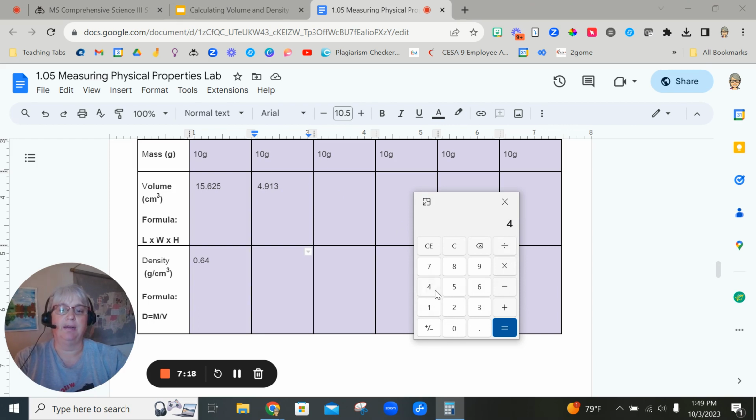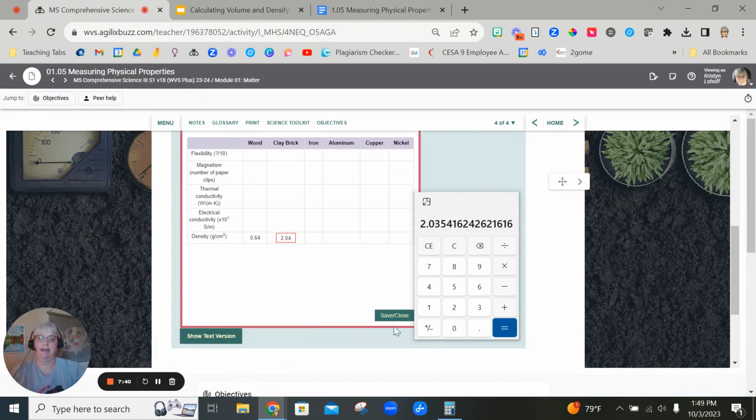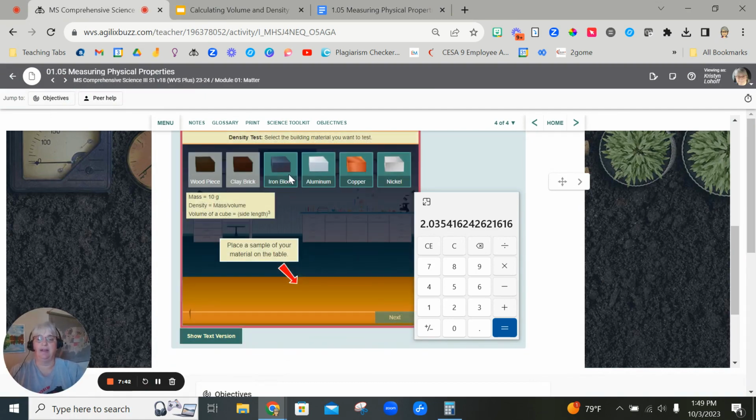10 divided by 4.913. The density, I'm going to round this up, 2.04. The 5 here is going to round that up to 4. And then I can put that into the lab report here and save and close. And then continue doing the same thing for the iron block.